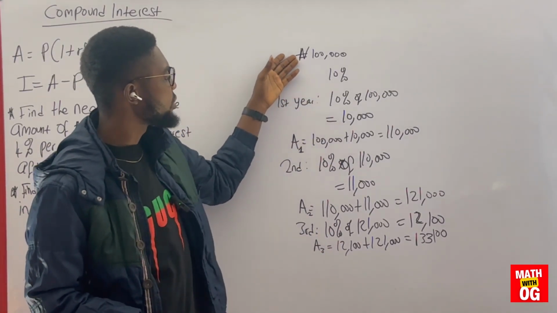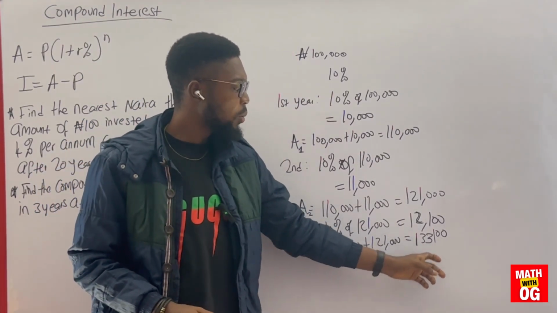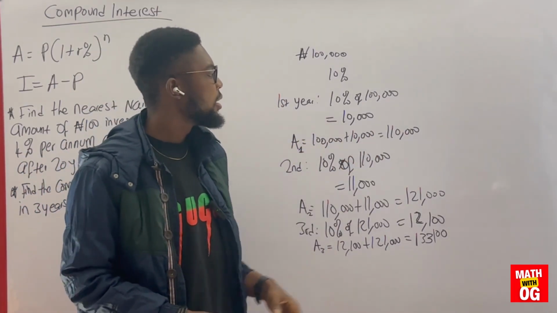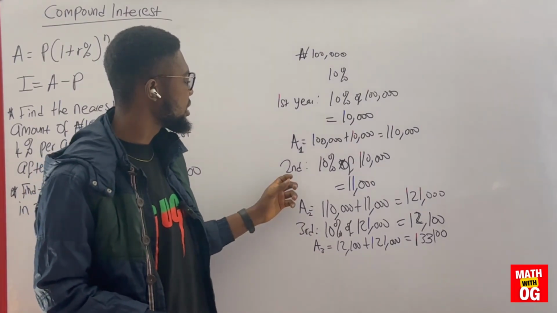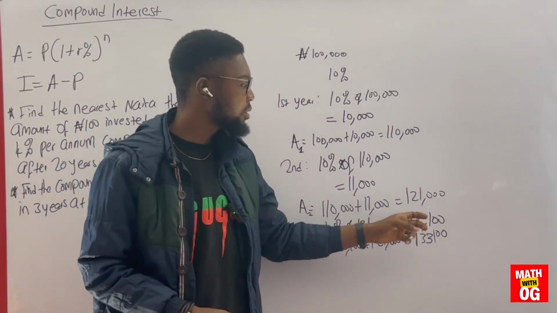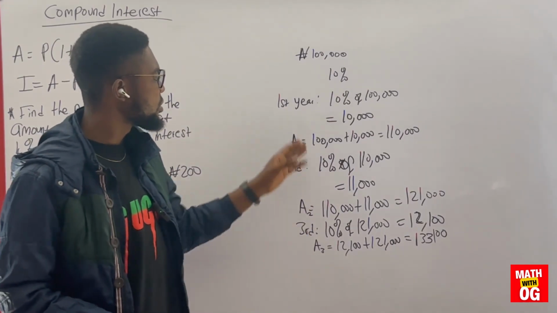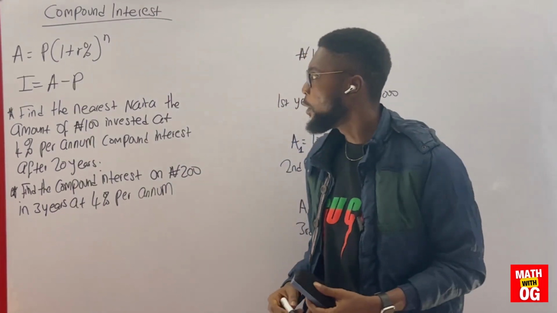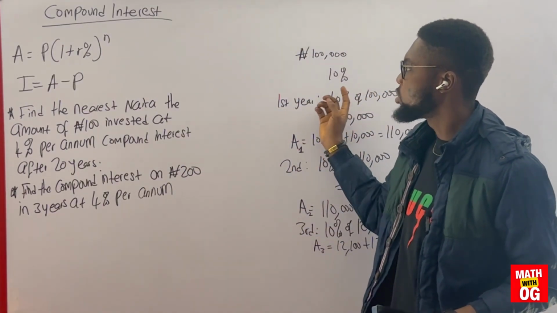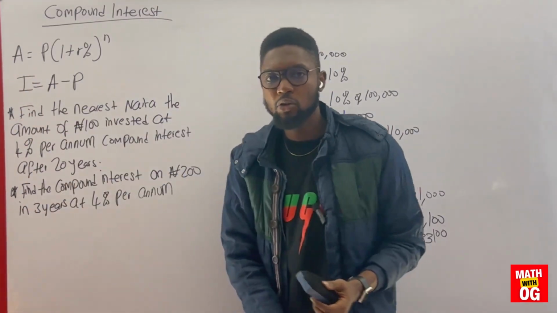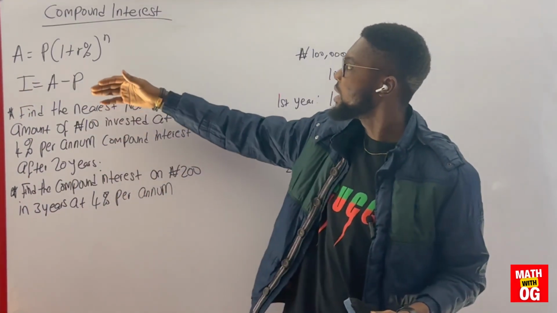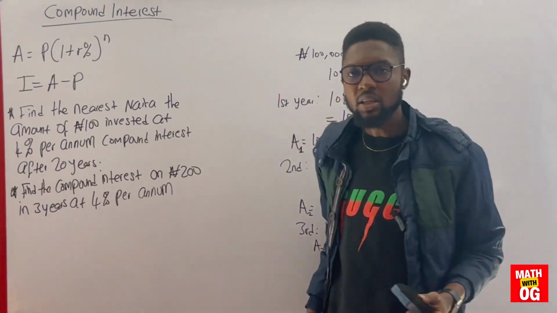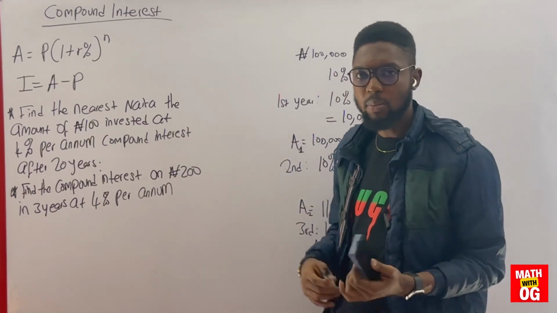So if you are to take your money after the third year, you are going to take 133,100. If you are to take your money after the first year, you are going to take 110,000. If you are to take your money at the end of the second year, you are going to take 121,000. So since the principal is changing, it means that the interest is changing. That means the formula derived for compound interest is no longer a function of interest, however, it's now a function of amount. So you can see that you have an exponential here to show that there's an increment in the interest. So let's not go into details about the formula.